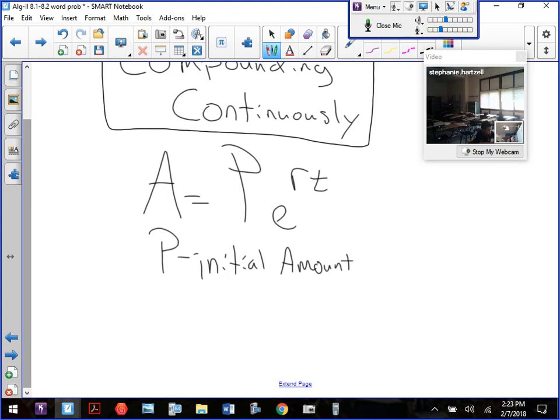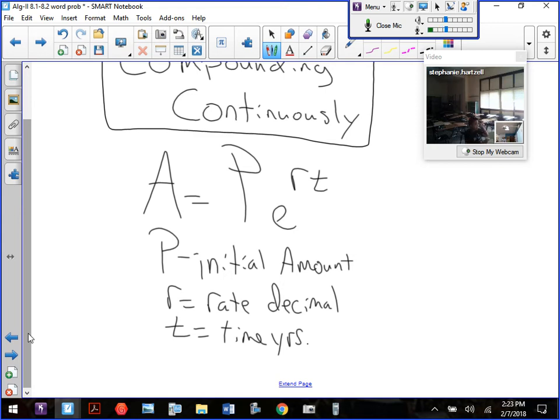So your R is again your rate as a decimal, and T 9.5 times out of 10 is time in years. They are really easy to work with. Not too bad.